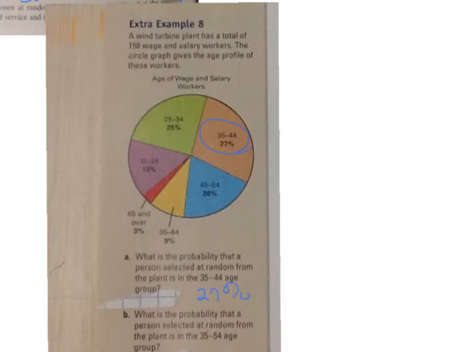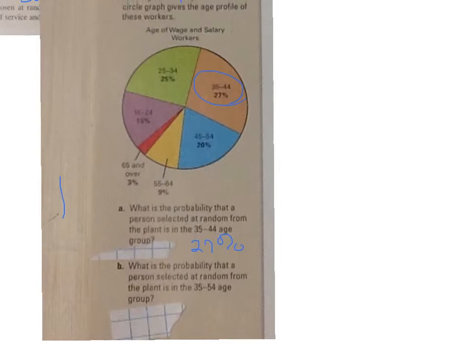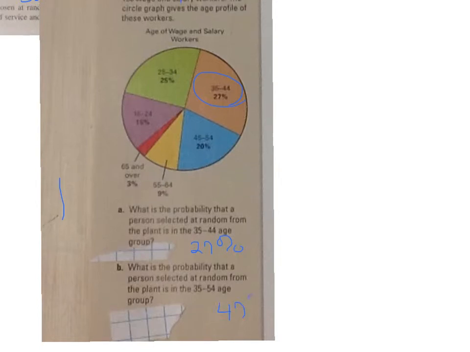Do you have any overlap between the groups here? So these are mutually exclusive. All right? What's the probability that a person selected at random from the plant is in the 35 to 54 age group? Okay, 35 to 54. How would we find 35 to 54? We would have to add those two probabilities together, 27 plus 20, and it would be 47%. You add those probabilities because they are mutually exclusive. Does that help a little bit to see the difference, where they're mutually exclusive or not?